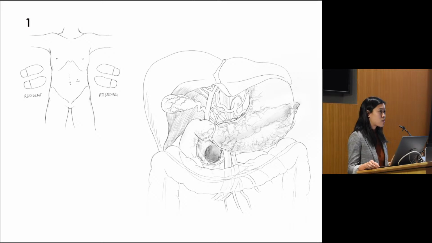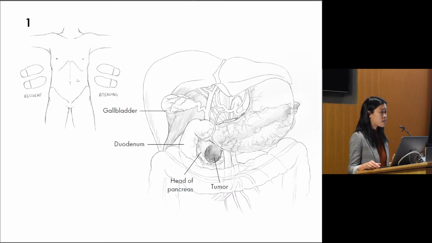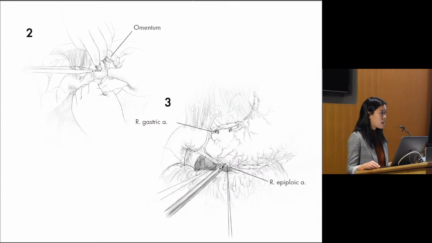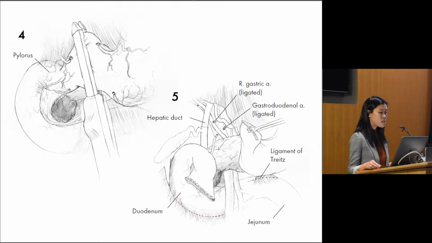A midline abdominal incision is made from the xiphoid process to just below the umbilicus. The specimen excised during a Whipple includes the head of the pancreas where the tumor is located, the duodenum, and the gallbladder. Once the abdomen has been opened, the omentum is detached from the greater curvature of the stomach using electric cautery. The exposed right gastric and right epiploic arteries are then ligated and transected. The antrum of the stomach is then divided using a GIA stapler.